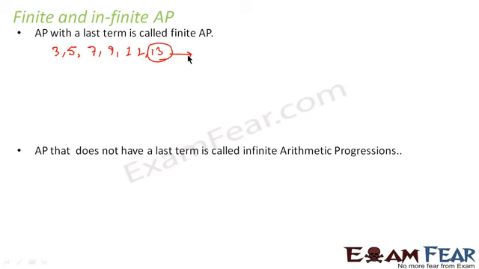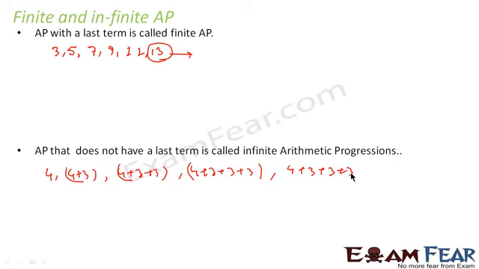An AP that does not have a last term is called an infinite AP. For example, let's take one AP where the first term is, let's suppose, 4, and the common difference is 3. The next term will be 4 plus 3, right? And the next term will be 4 plus 3 plus 3, correct? And again the next term will be 4 plus 3 plus 3 plus 3. I'm just adding 3 to the previous terms. This is an infinite AP, there is no end, so it has dots at the end. So the AP is nothing but 4, 7, 10, 13, 16, dot, dot, dot.